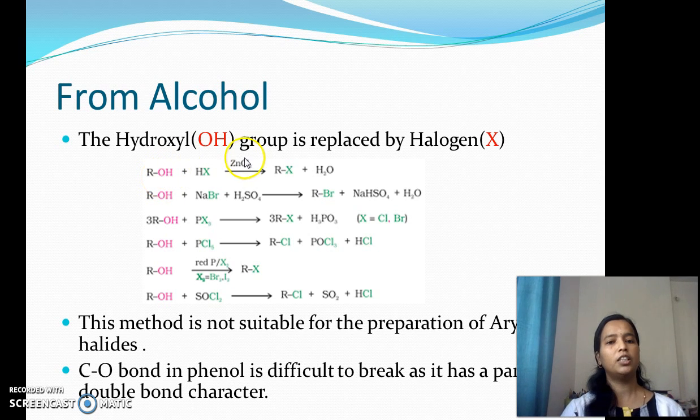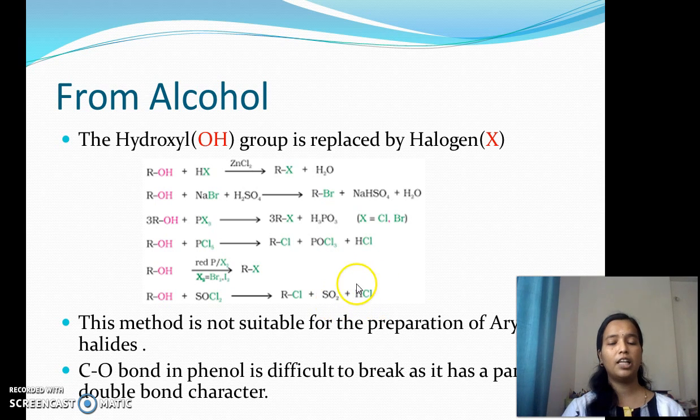When alcohol is treated with hydrogen halide or concentrated acid, or with phosphorus halides, or with red phosphorus, or with thionyl chloride, we will get alkyl halides. And out of these different methods, the reaction of alcohol with thionyl chloride is considered to be the suitable method for the preparation of alkyl halides. Why? Because when alcohol is treated with thionyl chloride, we get alkyl halide along with the side products which are SO2 and HCl.